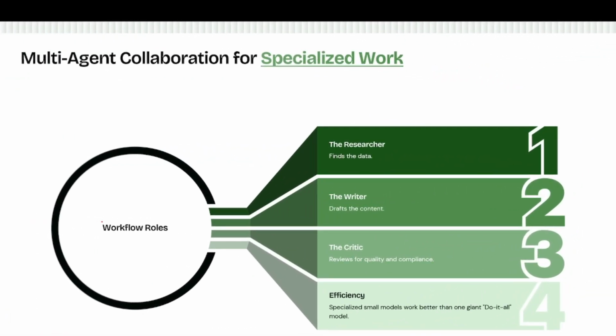Then we have multi-agent collaboration for specialized work. So how can you use a multi-agent? How can you design for a multi-agent system? So the enterprise problem now depends on multi-agent orchestration. So no one agent can perform a task. If you don't want hallucination, if you don't want failure, you have to implement a multi-agent system.